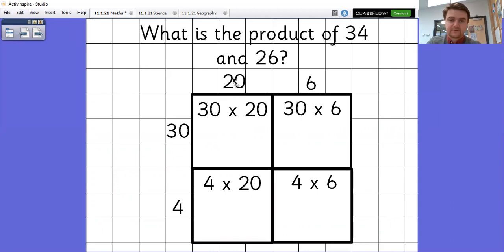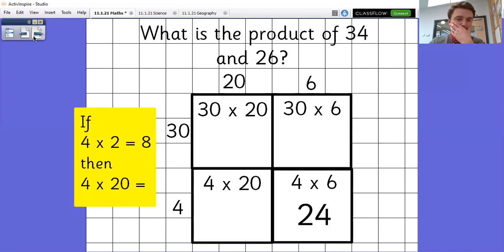So I know that if I follow this down, it's going to be 30 times 20, because that's where these two intersect. 4 times 20 for that one, 30 times 6 for that one, and 4 times 6 for that one. Now I'm going to start off with 4 times 6 because that's in my times tables. I know that 4 lots of 6 is 24.